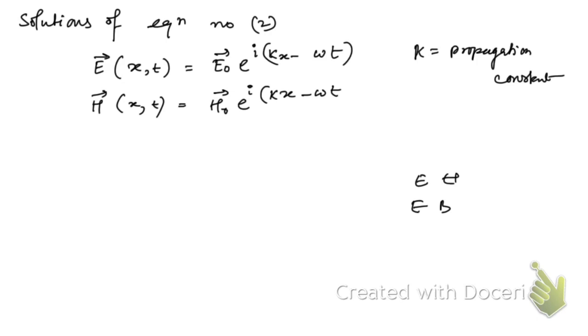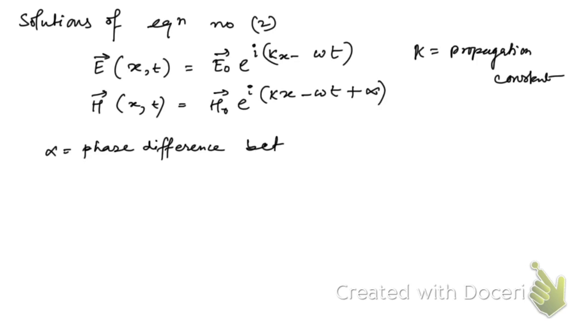But first, before we prove that, let me consider there is a phase difference between these two, suppose alpha, or let me take it as beta. Let me take a phase difference beta between E and B, or E and H. Let me take it that way. Hope you have understood this.